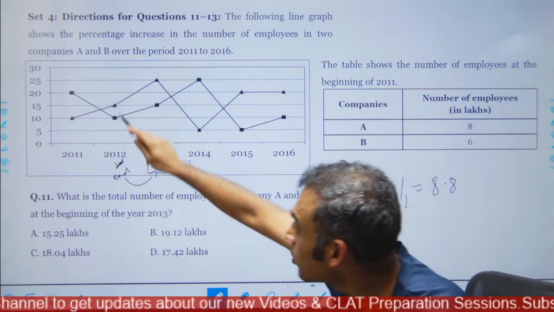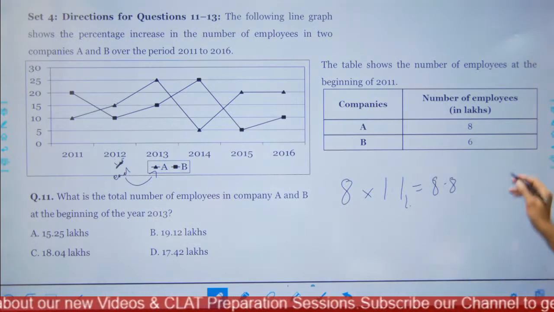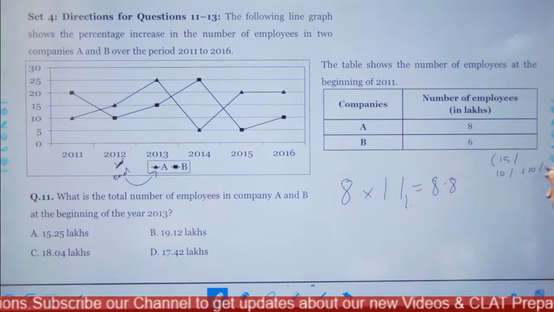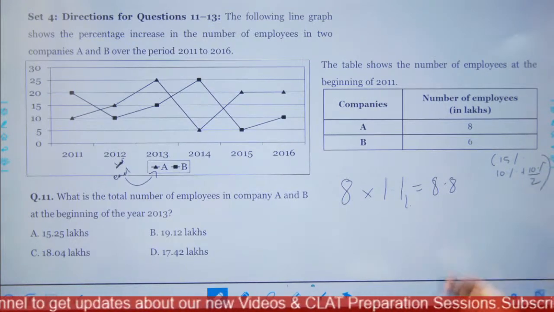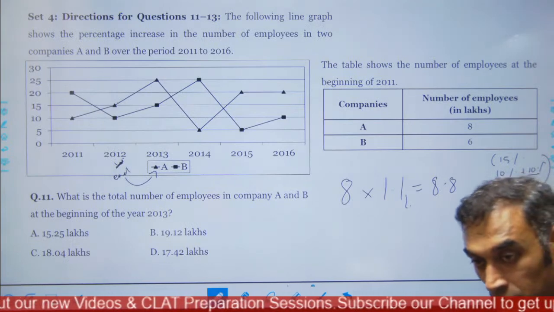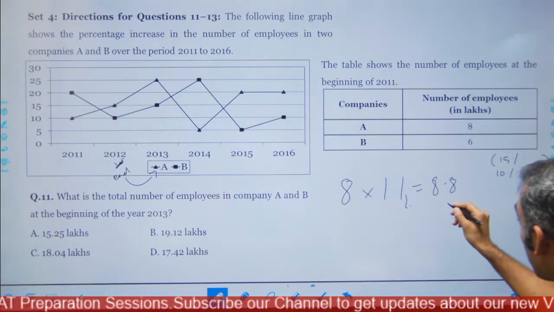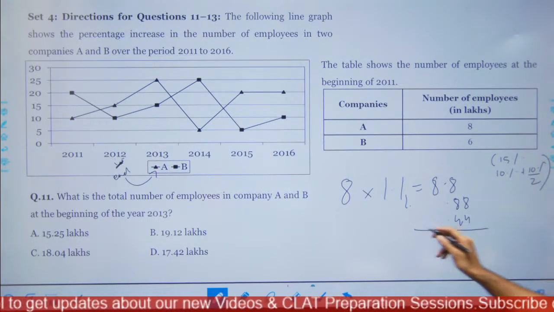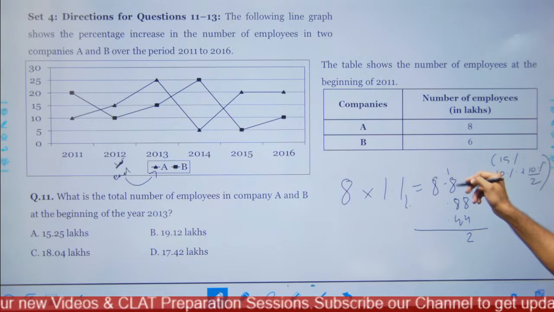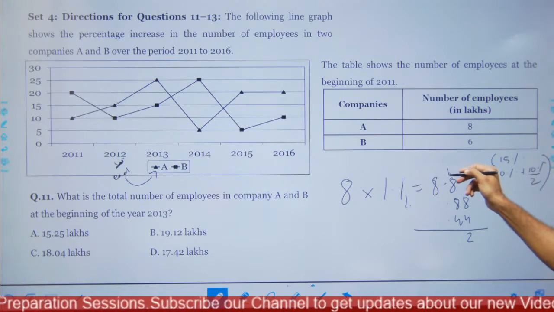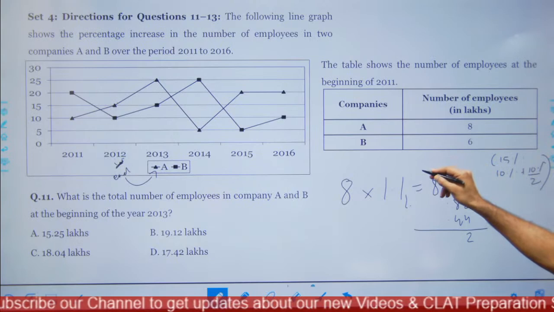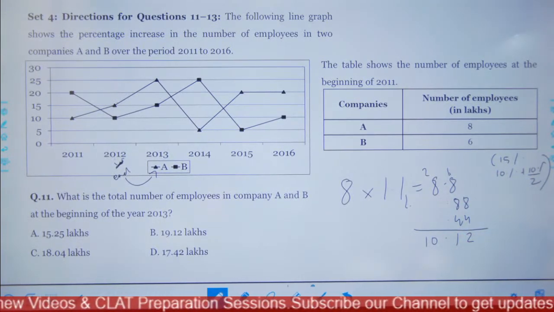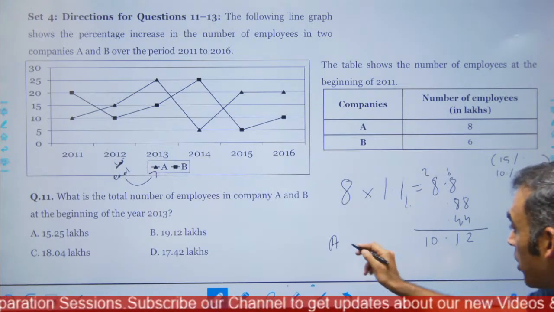अब क्या हुआ? ये ग्रो किया 15% से. अच्छा, 15% क्या होता है? 15% है 10% और 10% का आधा. तो 8.8 का 10% कितना हो गया? 0.88, और इसका आधा क्या हो गया? 0.44. तो ये हो गया 10.12. Right? So A becomes 10.12.